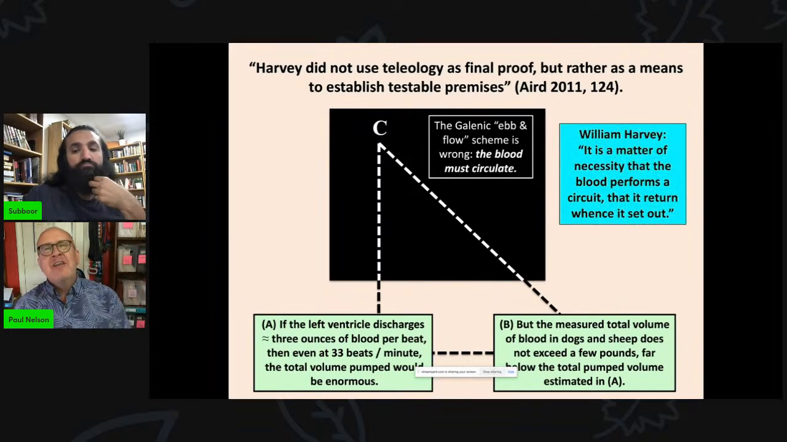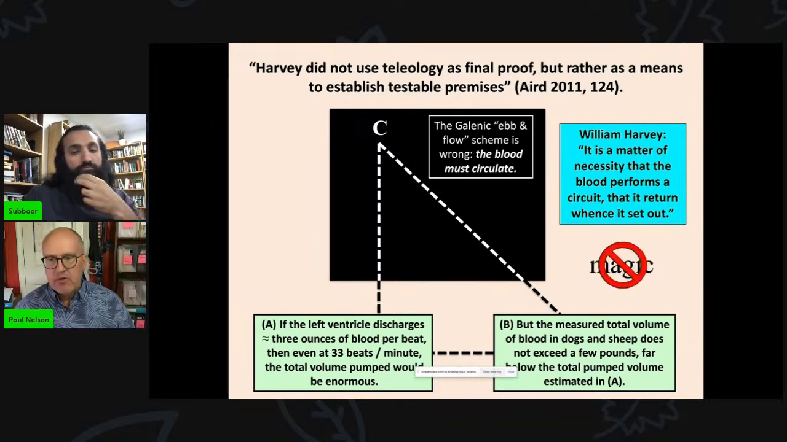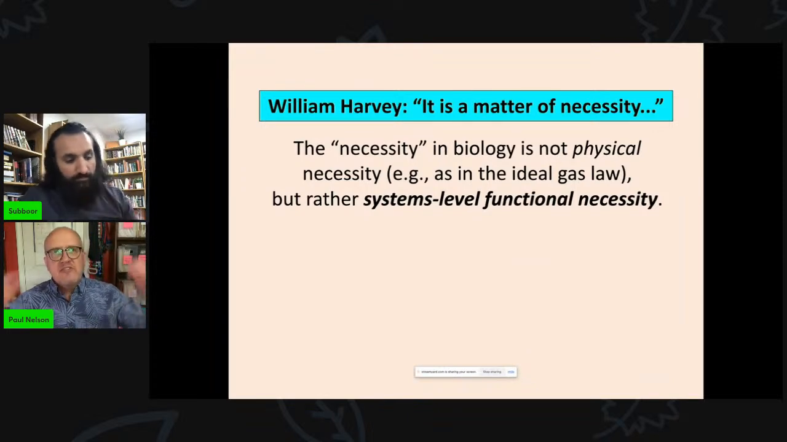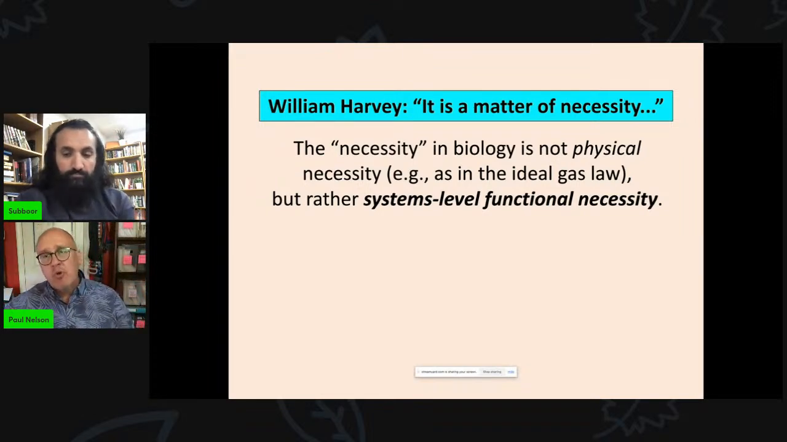And what he said is just beautiful. He said, look, it's a matter of necessity that the blood performs a circuit, that it return whence it set out. No magic. What kind of necessity is he describing? Well, it's functional necessity, not physical necessity. It's a systems level property. It is a property of being a dog, that when the blood leaves the heart, it's going to make its way back. It's going to circulate.